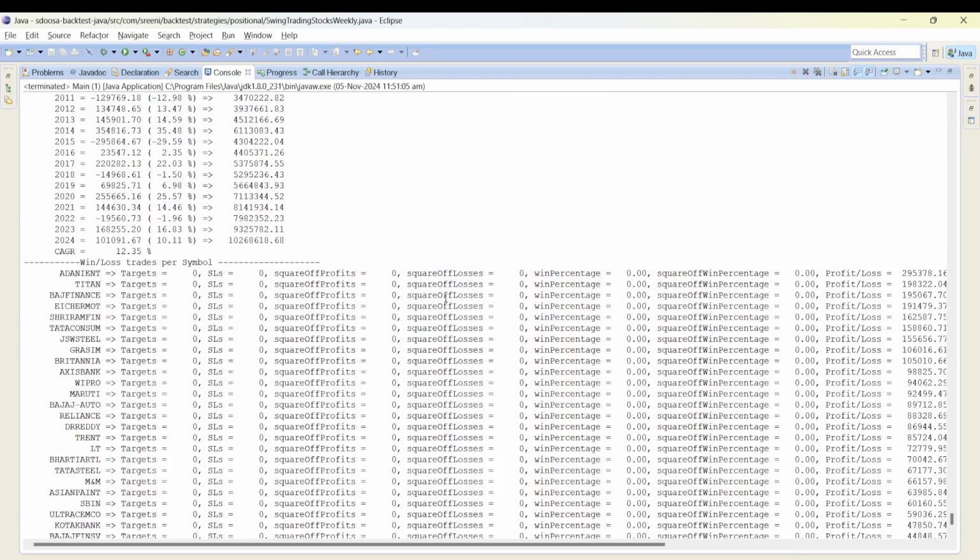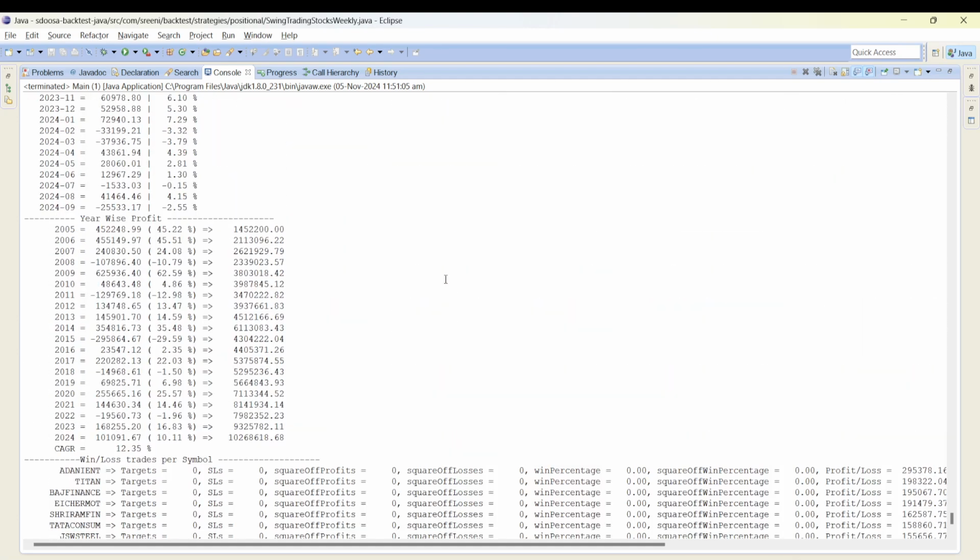Yeah, the result has come. Let's see. Instead of using some other external tools, I just coded the CAGR here itself, so that will save my time. Also, the cumulative capital keeps growing like this from 2005 to 2024.